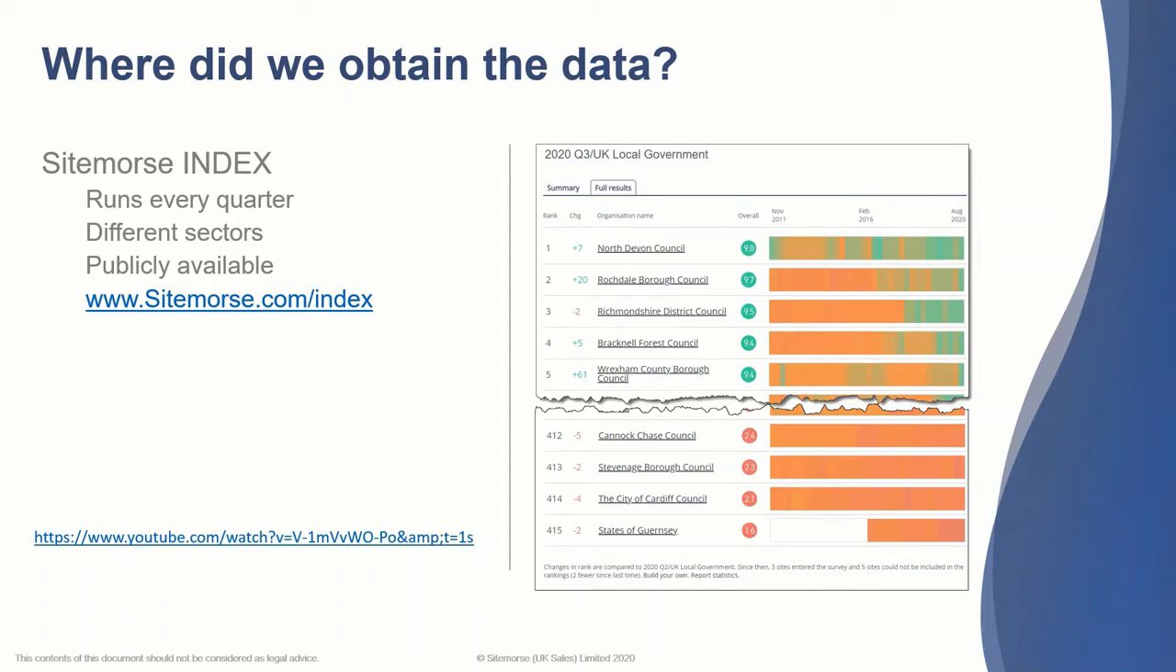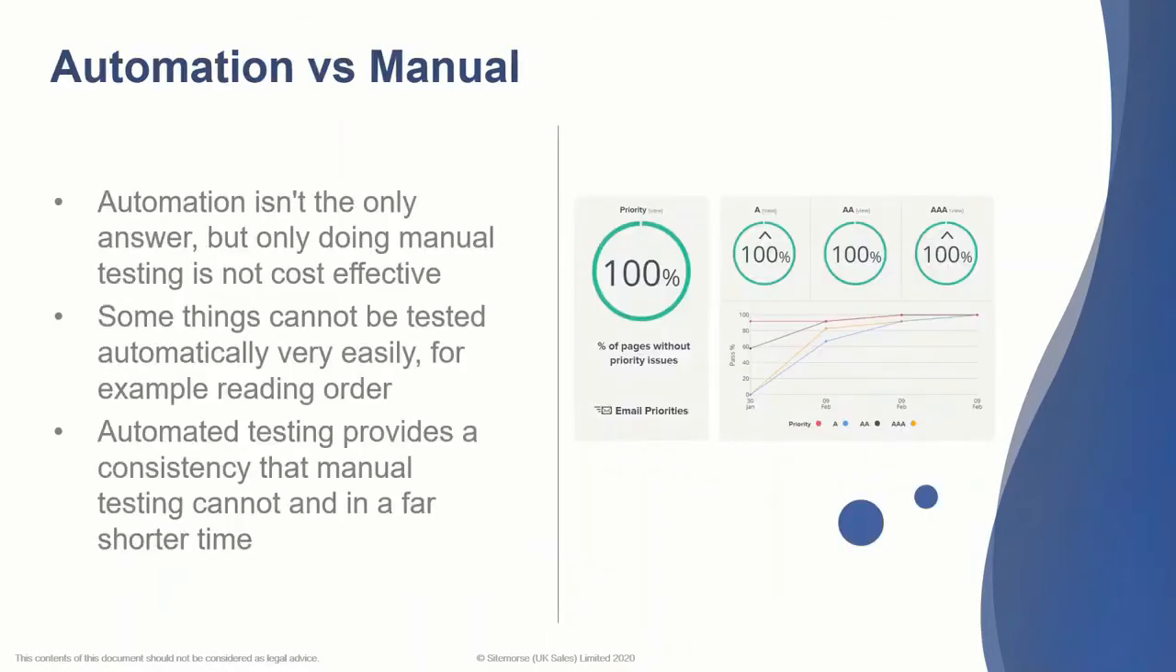sitemorse.com/index and go explore. One subject we must talk about before we proceed is manual accessibility testing and automated accessibility testing. We mostly hear this about website testing, but it's equally applicable to PDFs.